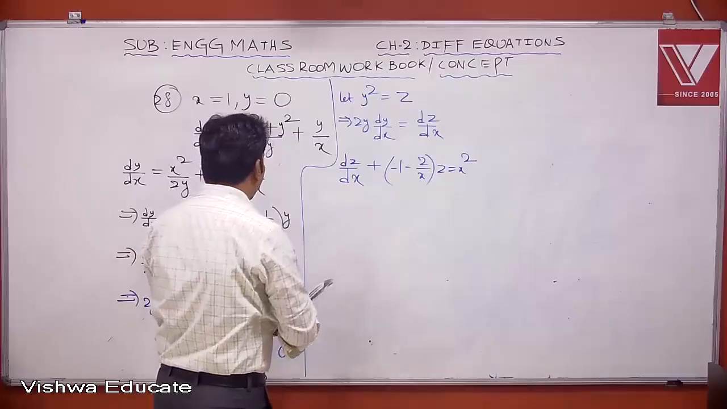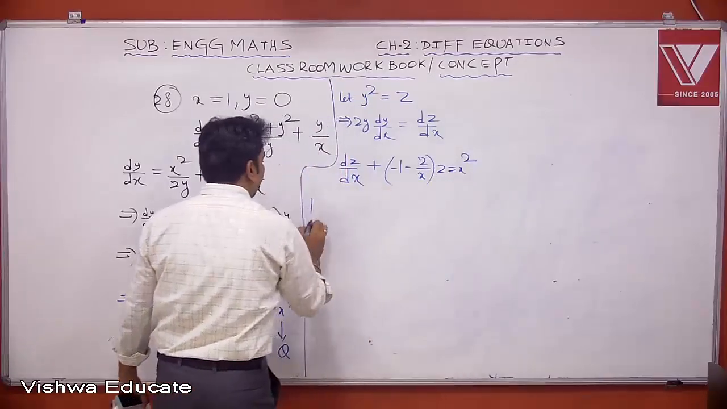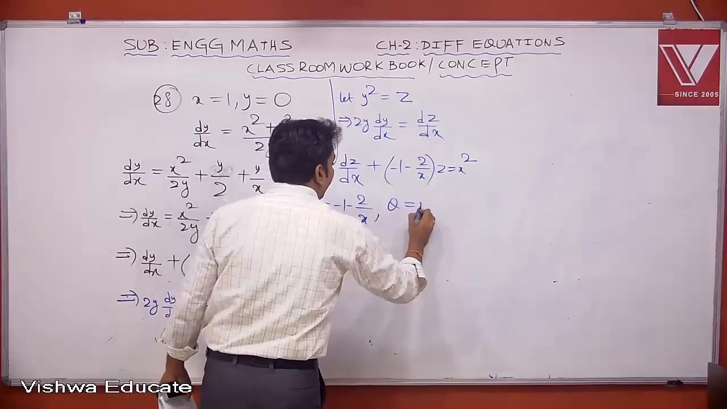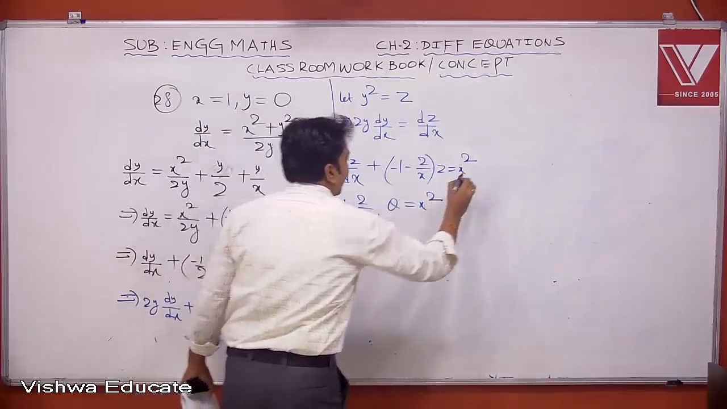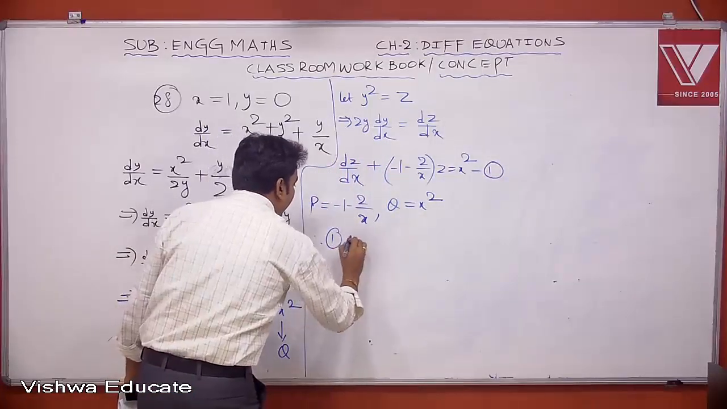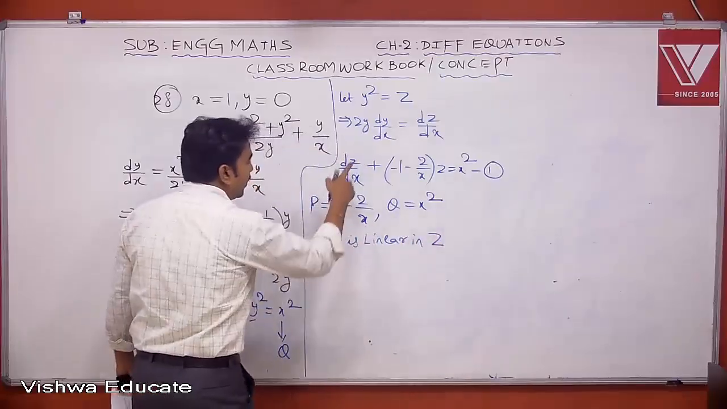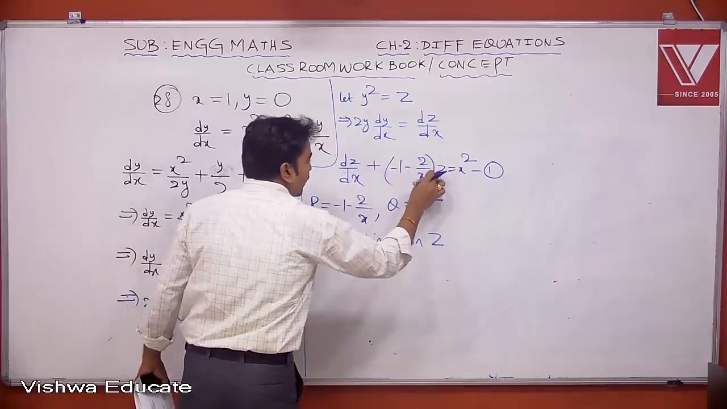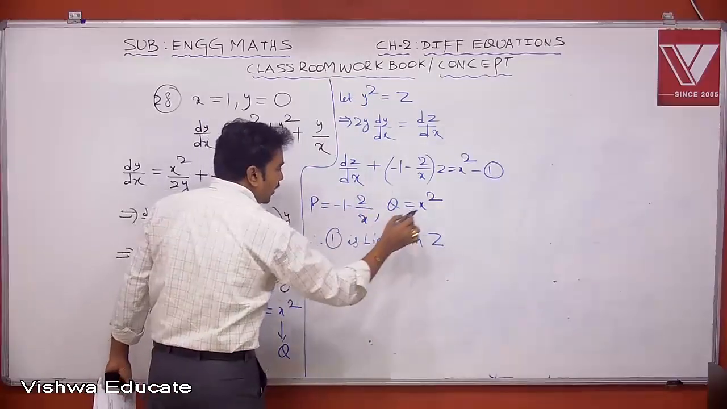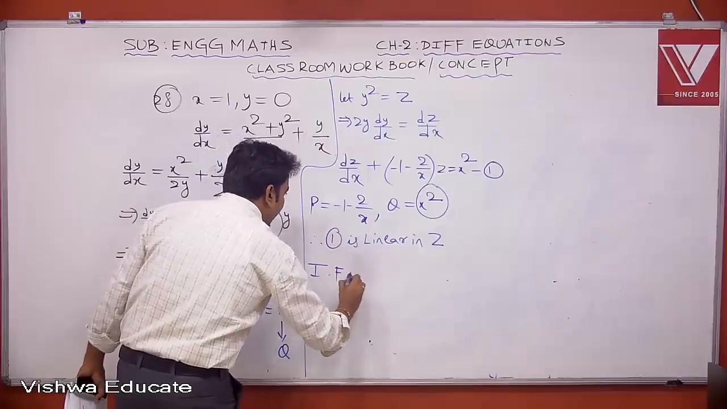Therefore, this equation is in the form dz by dx plus pz equal to q. Here, what is my p? Minus 1 minus 2 by x, and q equal to x square. Here I call this equation 1. Therefore, equation 1 is linear in z: dz by dx plus pz equal to q. So p is minus 1 minus 2 by x, it is a function of x. Linear in z. What is my integrating factor?